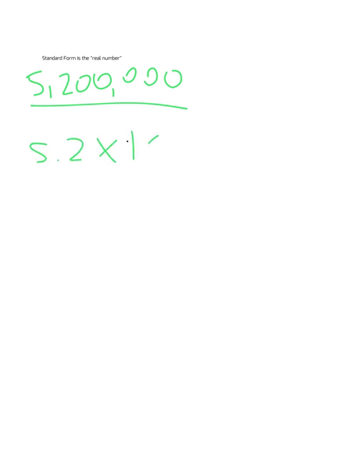So just to recap here, standard form is the real number. So you might have a number like 5,200,000. That's considered standard form. Scientific notation would be 5.2 times 10 to the 6th power. So this is standard form, and this is scientific notation, which I'll abbreviate as Sci-Not.